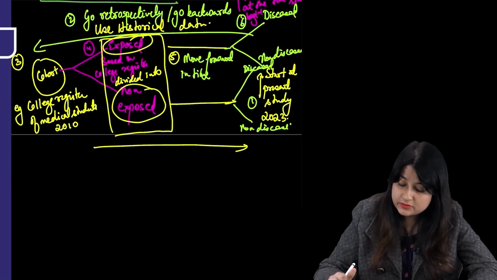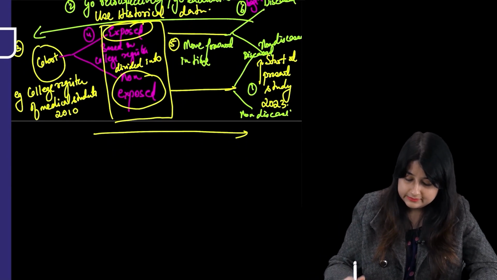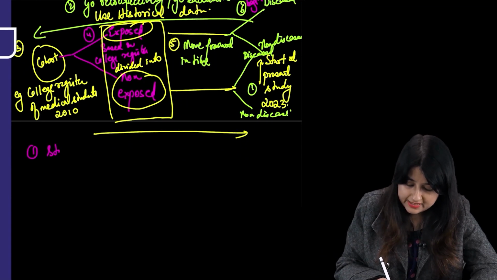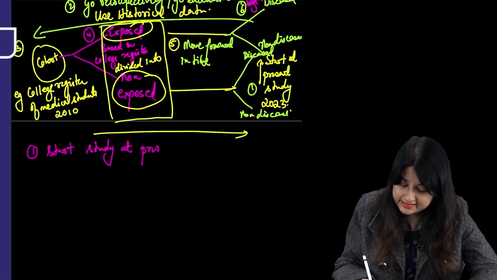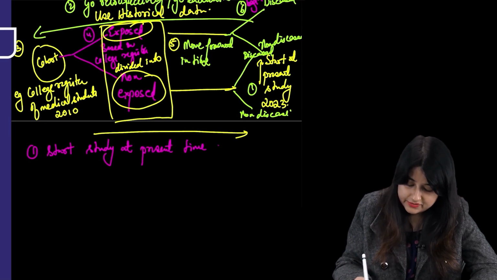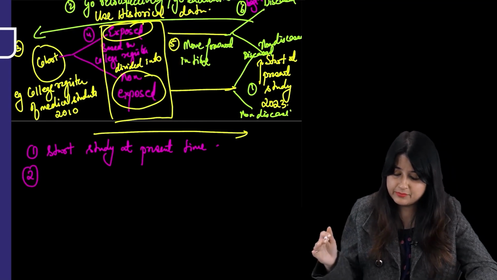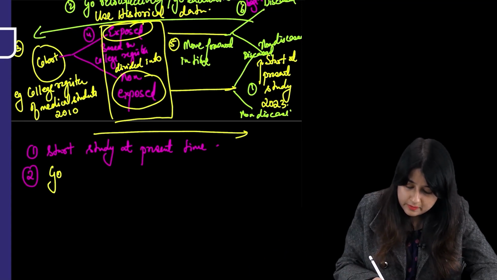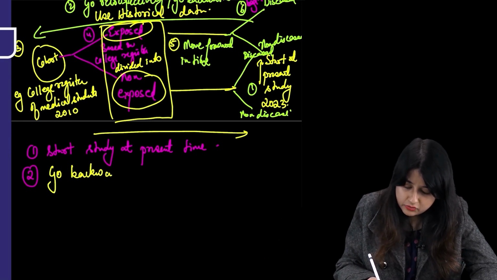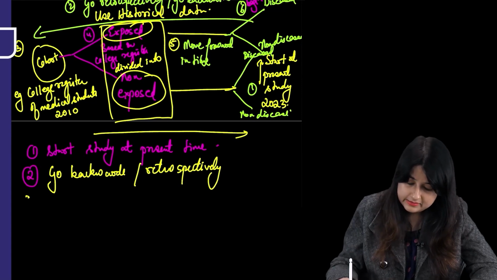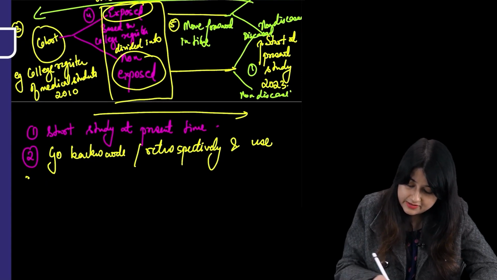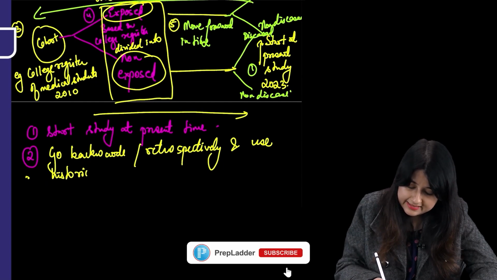Okay, so look at this once again. The first step was, let me write it: you start the study at the present time. That's the first step. Then you just start at the present time. You will not go forward. You go backwards, which is also known as going retrospectively. Third, you go retrospectively and use historical data.